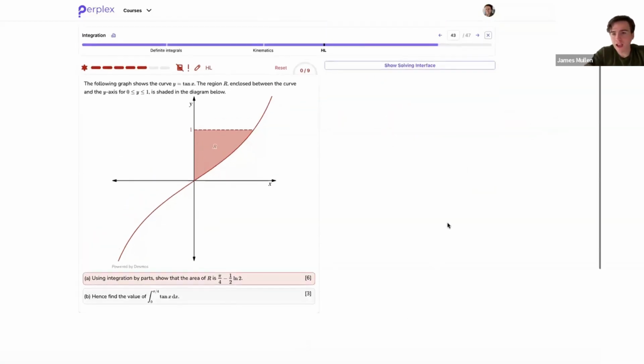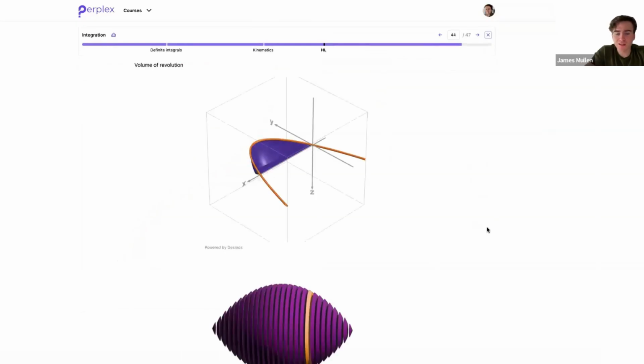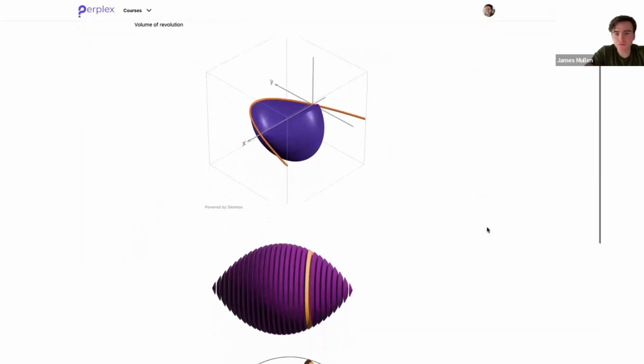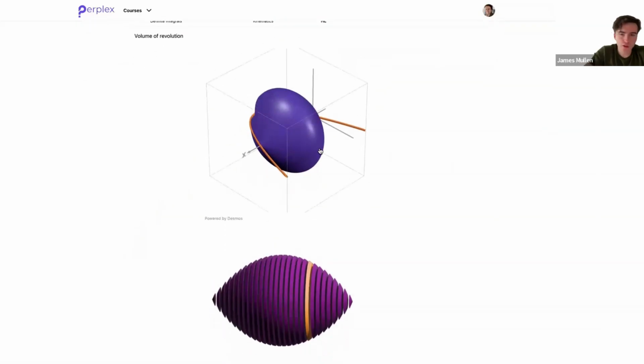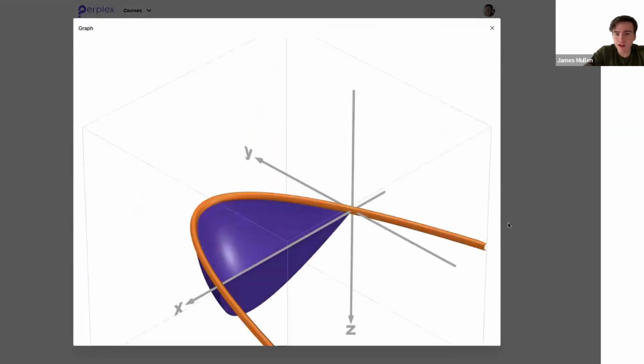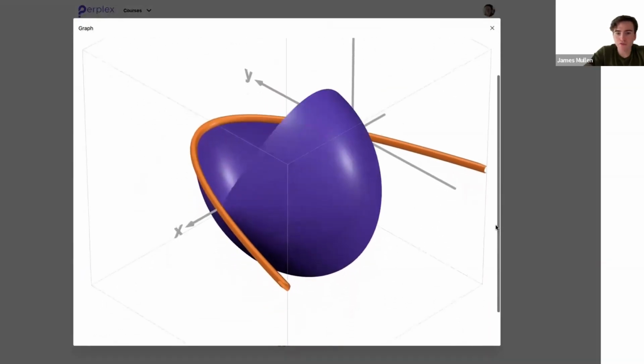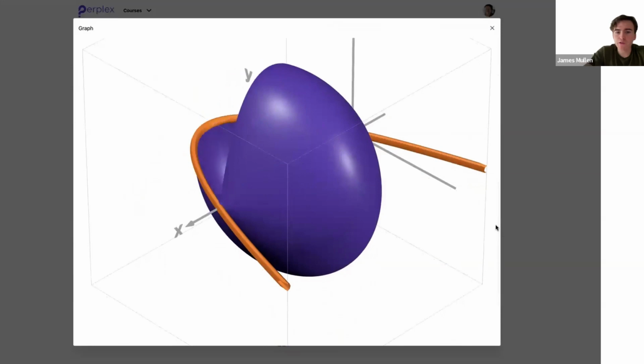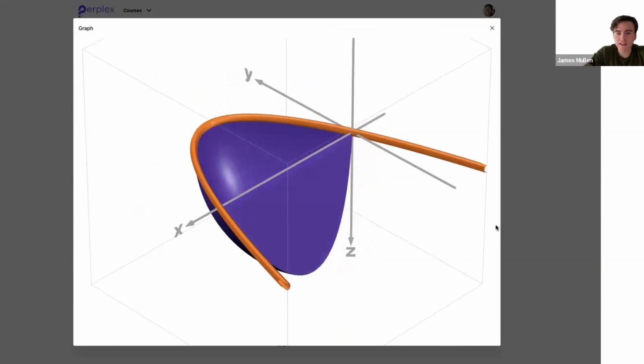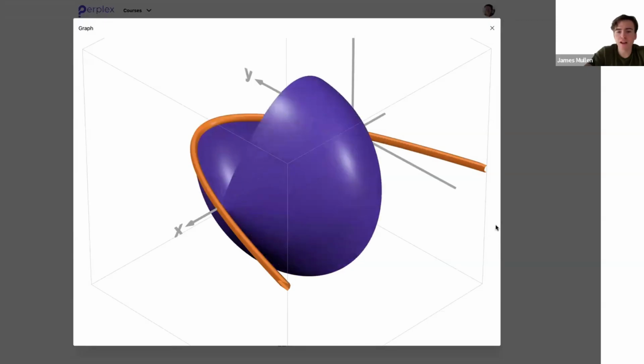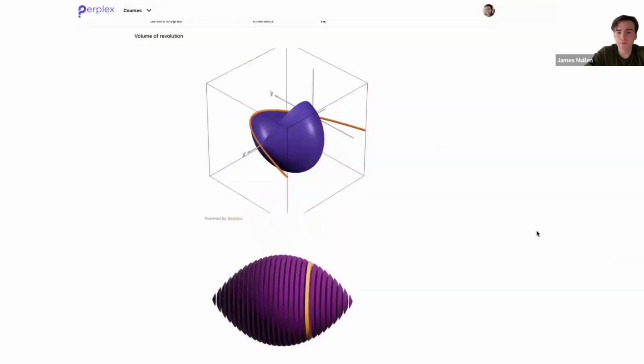Now we're almost at the end. We have one last concept to cover, which is volumes of revolution. Okay, so what is a volume of revolution? I'm going to show you in 3D here. You take the curve, which is a function, that orange line there, and you revolve it around the x-axis, rotating it around, and it produces this solid after you rotate it by 2 pi. So you can see that happening there.